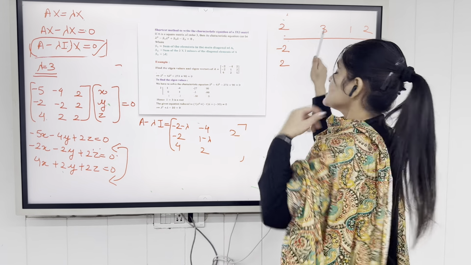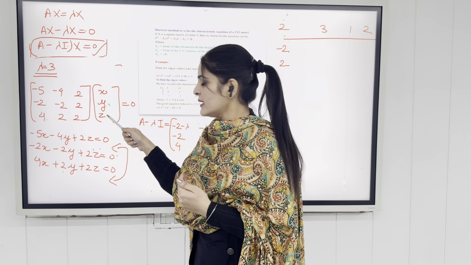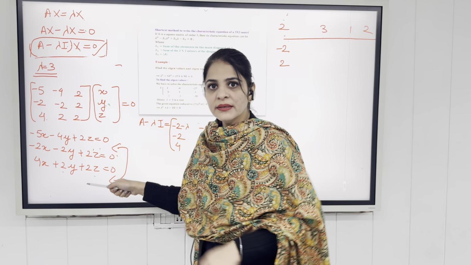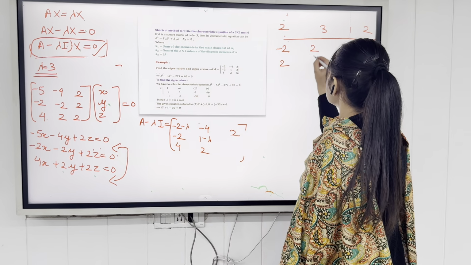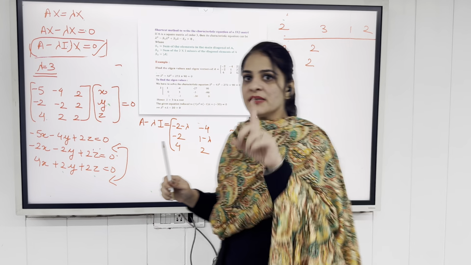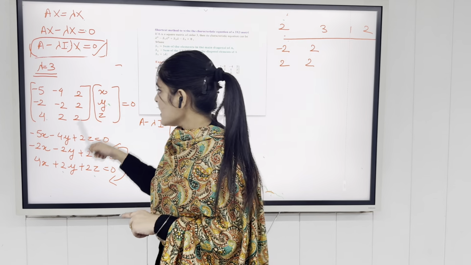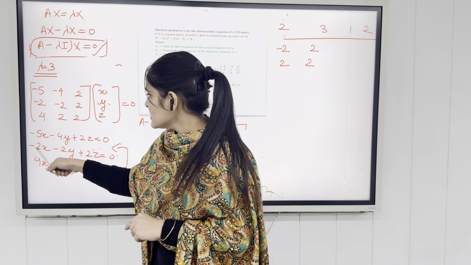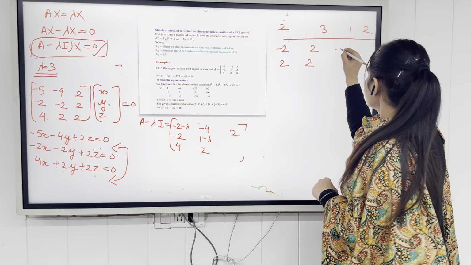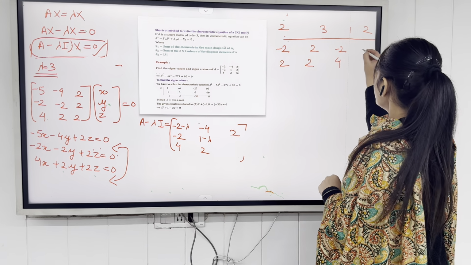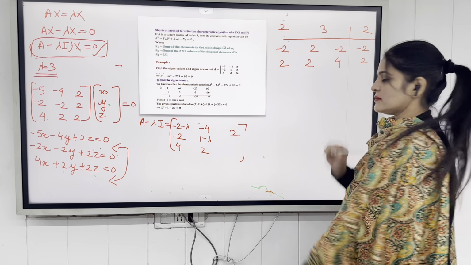Fine. 3 means the third variable. Which is the third variable? z. So take the coefficient of z here. Thus it's 2 and 2. Again 1 means the first variable. The first variable is x, so take the coefficient of x. This is minus 2 and 4. This is a repeated one: minus 2 and 2. Right?